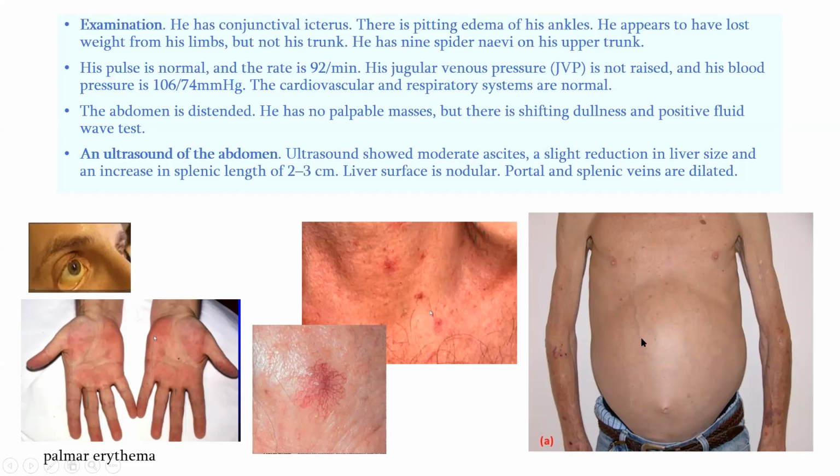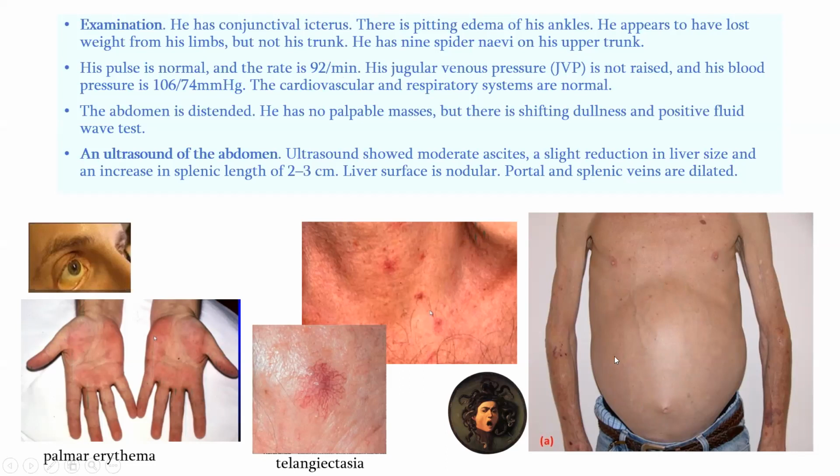We can see distended veins on the anterior abdominal wall. They create the symptom of caput medusa in the periumbilical region. We can see umbilical herniation here.